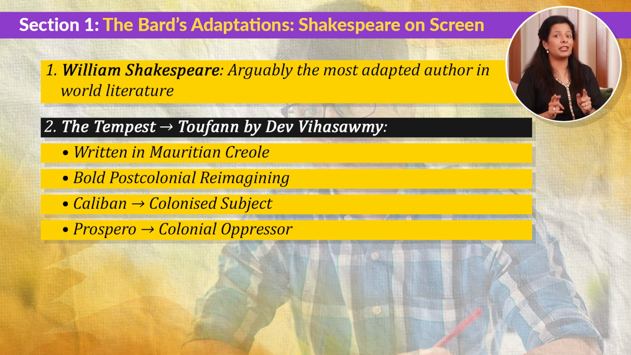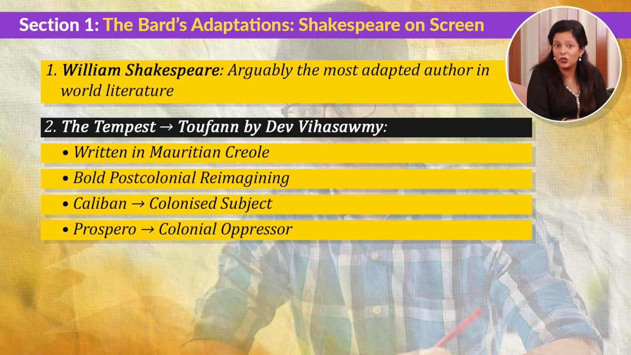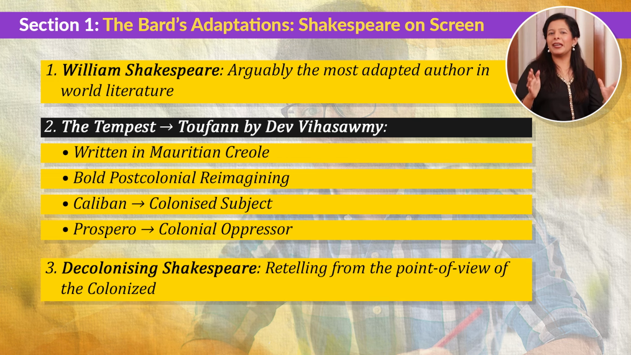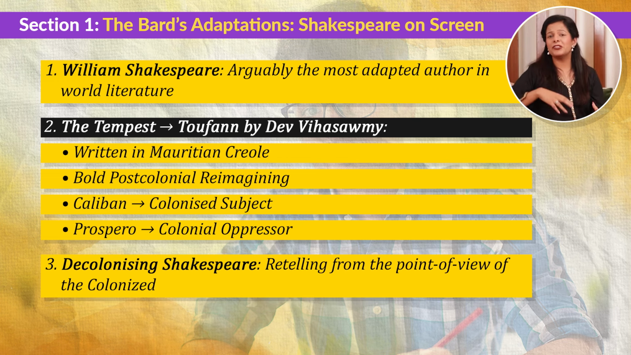UGC NET often frames this in questions like who wrote Tufan or how does it reinterpret The Tempest. This is a clear example of decolonizing Shakespeare. It retells The Tempest by showing the story from the side of the colonized, not the colonizer.